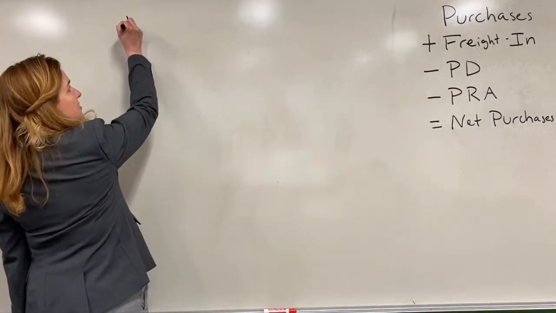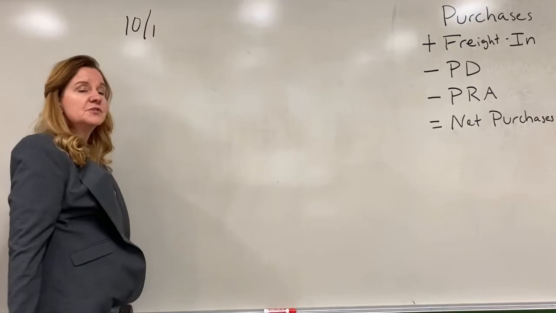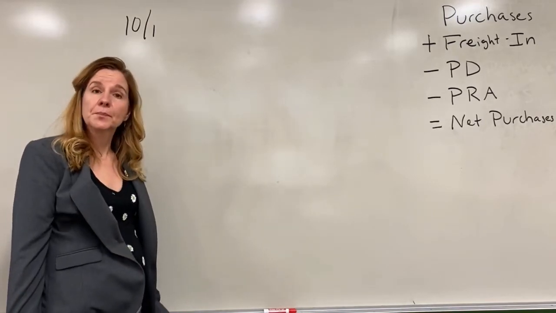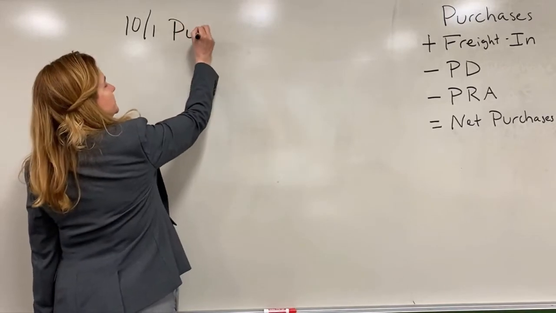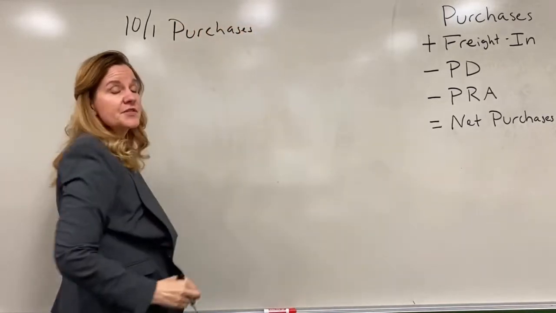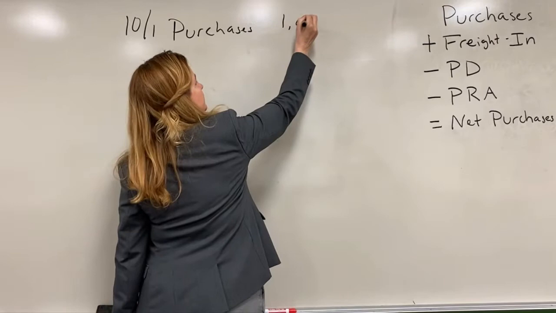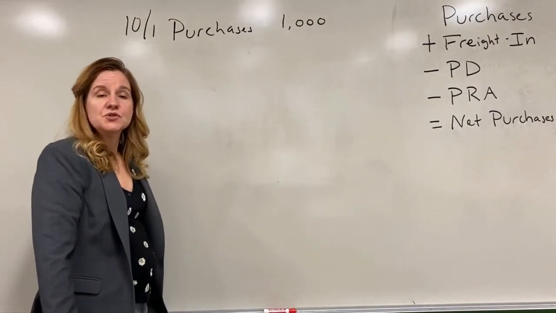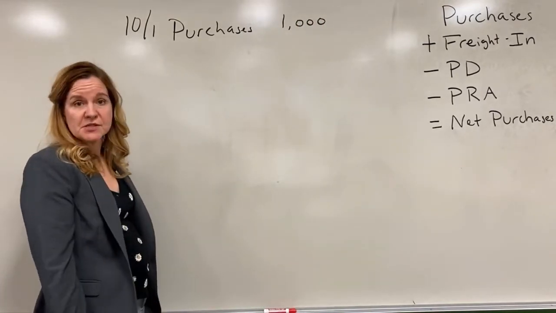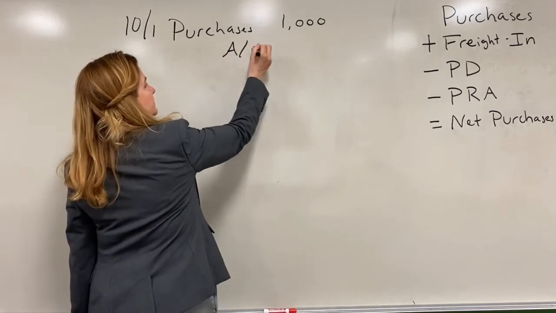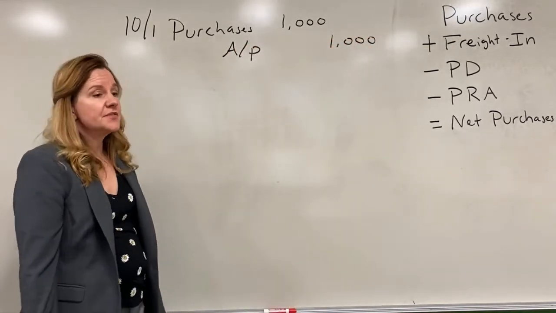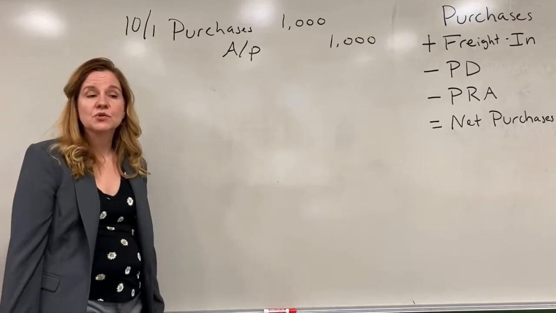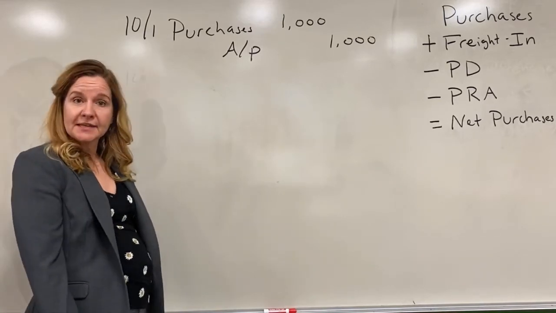So it's October 1st, and we're using the periodic method. We use an account called purchases. So we're going to debit purchases for the $1,000. Then we are going to credit accounts payable because it was on credit. So we owe $1,000.